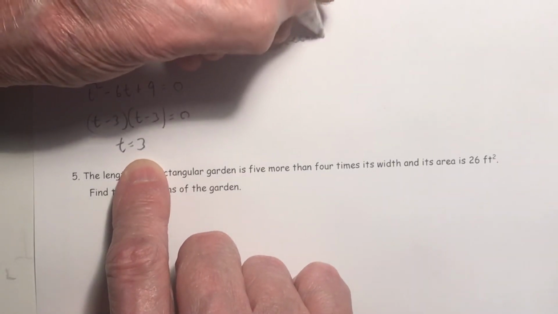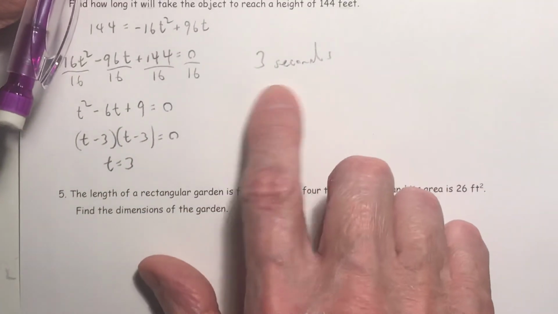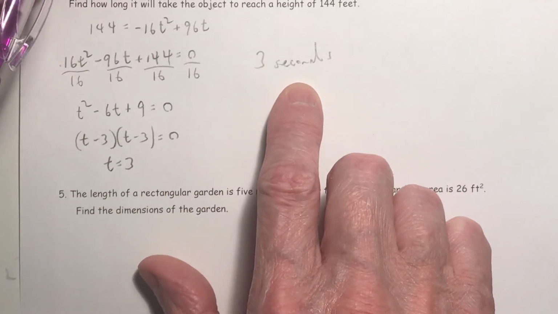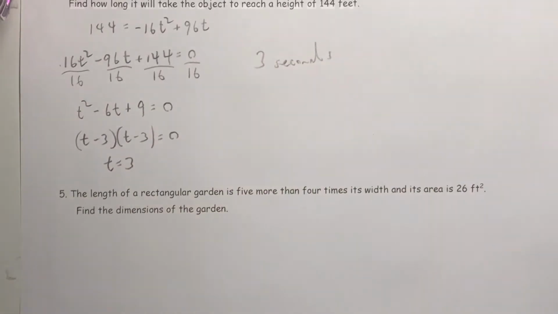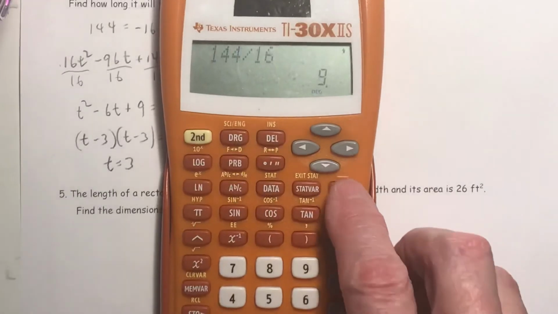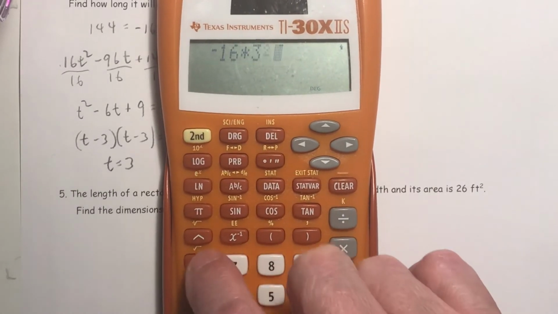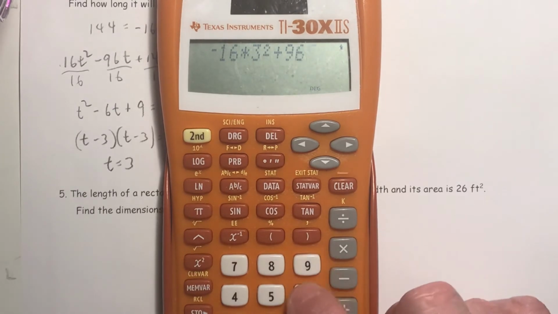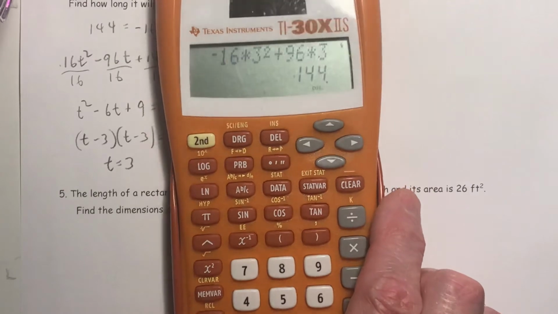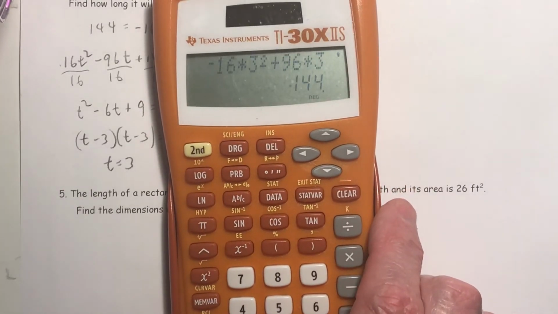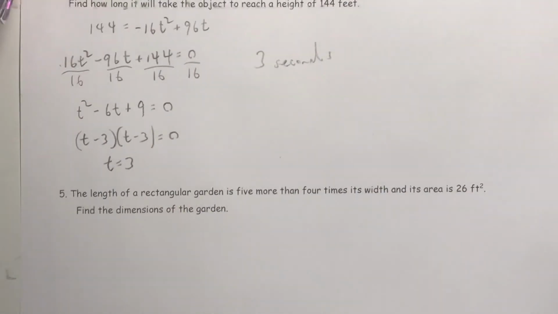So the end of the story is it takes 3 seconds for the object to get to a height of 144 feet. If you calculate negative 16 times 3 squared plus 96 times 3, there's the height after 3 seconds. Okay, that's the end of that.